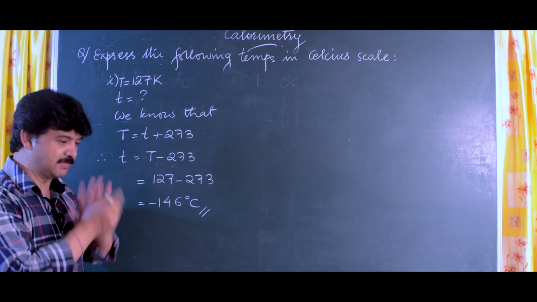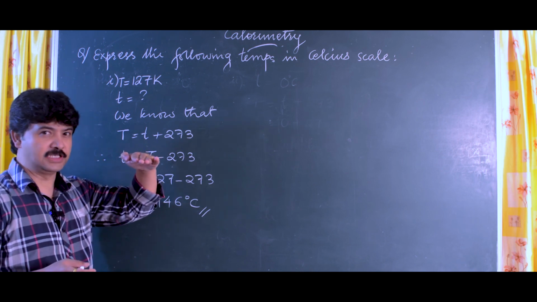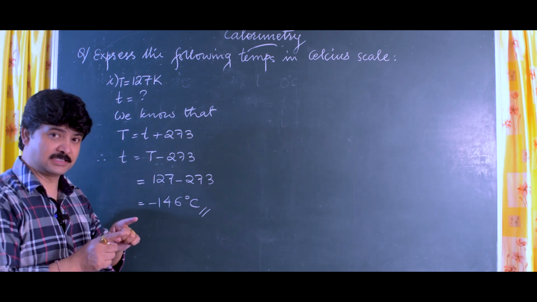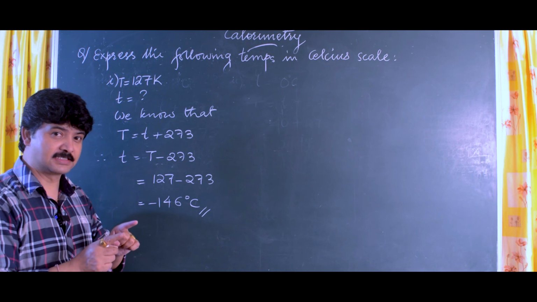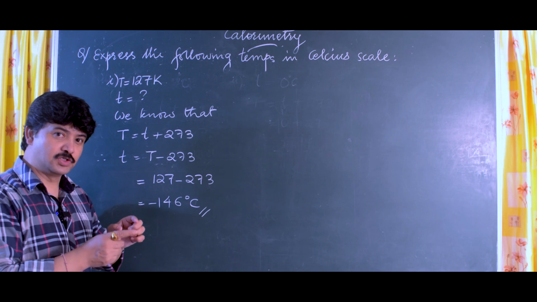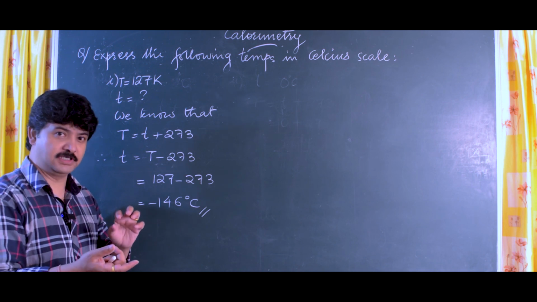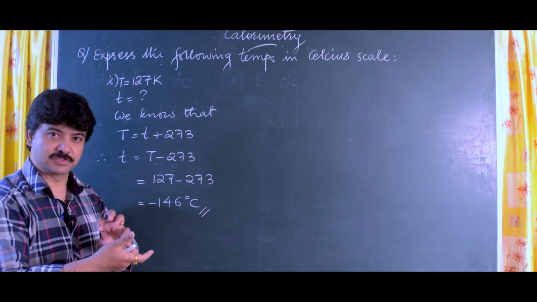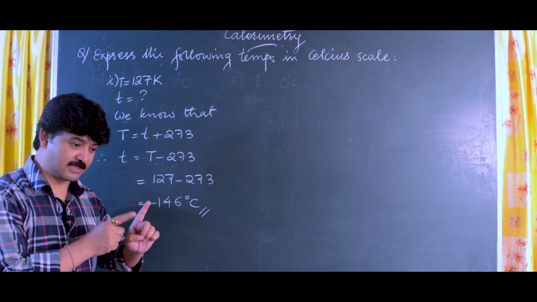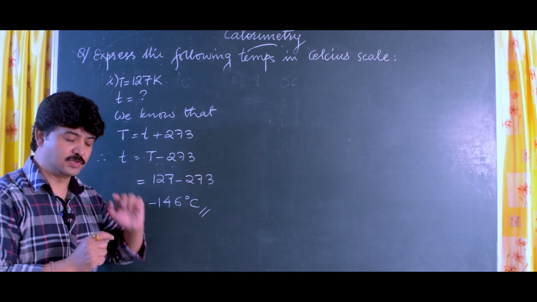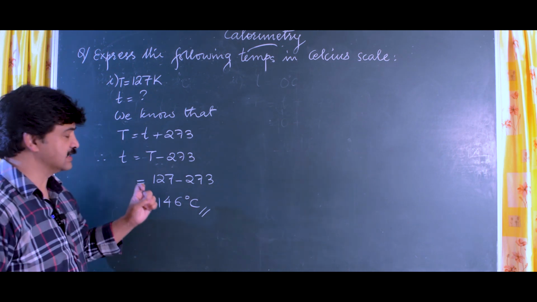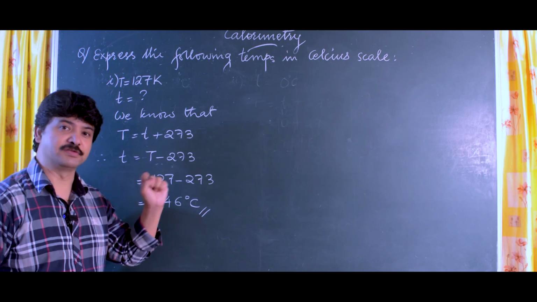You just have to bear in mind that the value of a certain temperature in Kelvin will be more, and that temperature in Celsius will be less. If you remember that, it will be easier for you to do the conversion in the exam also. Otherwise you'll easily get confused. The temperature in Kelvin is always higher than the temperature in Celsius. That's why to express the temperature in Kelvin, you have to add 273, and to express the temperature in Celsius, you have to subtract 273.